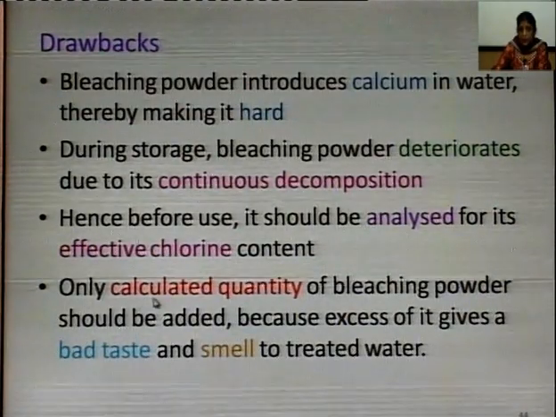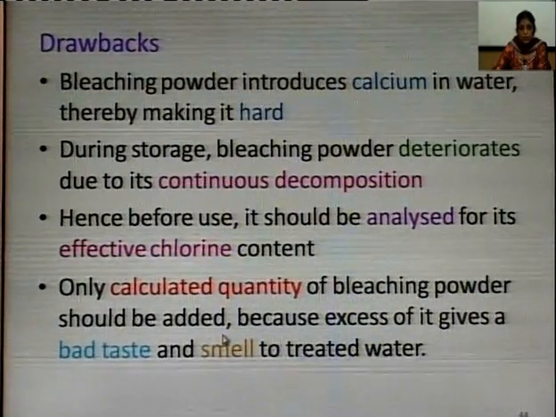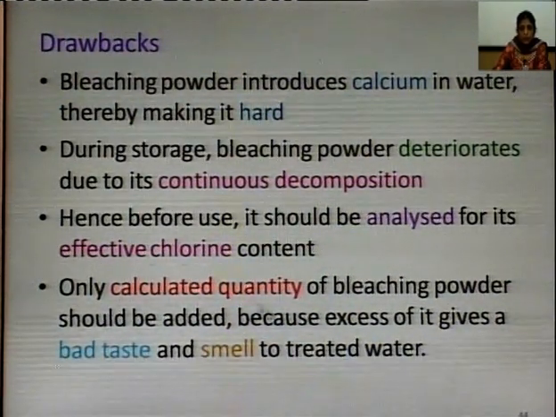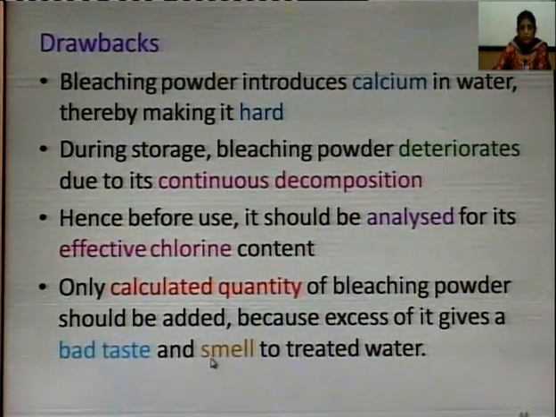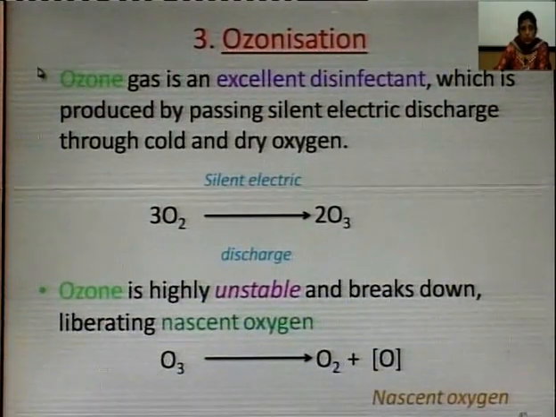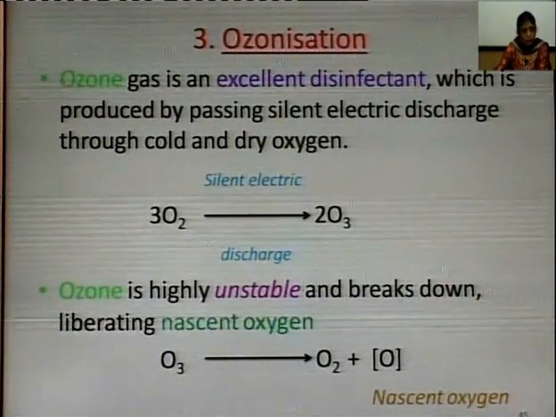And only a calculated quantity of bleaching powder should be added, because if an excess of bleaching powder is added to water, it gives a bad taste and smell to the treated water. So, this was about chlorination by adding chlorine, by adding chloramine, or by adding bleaching powder.